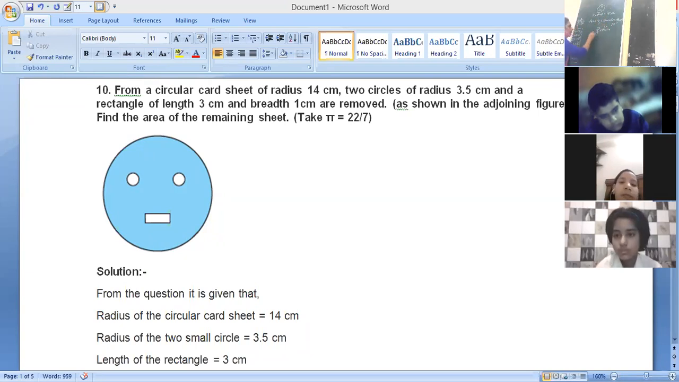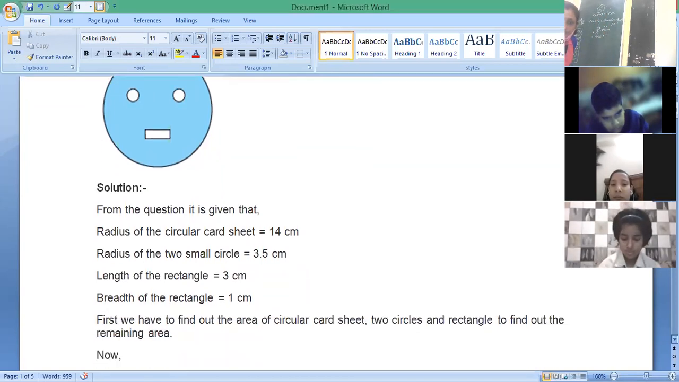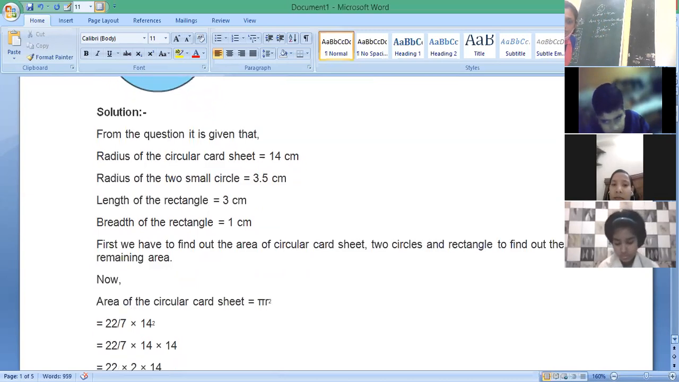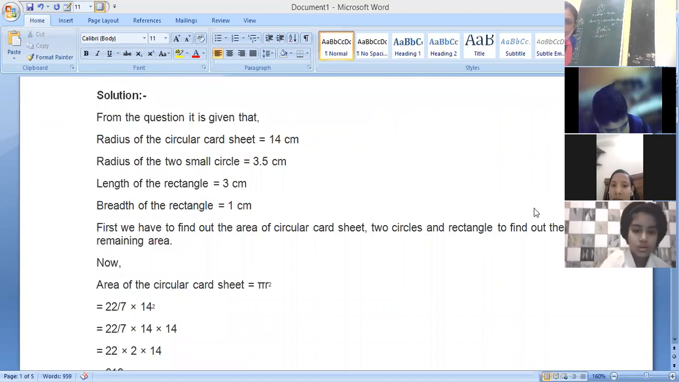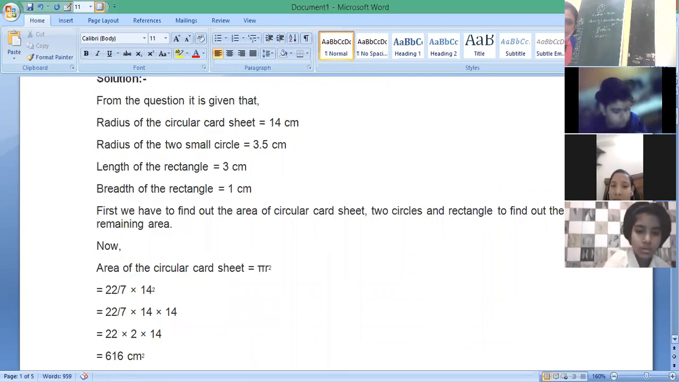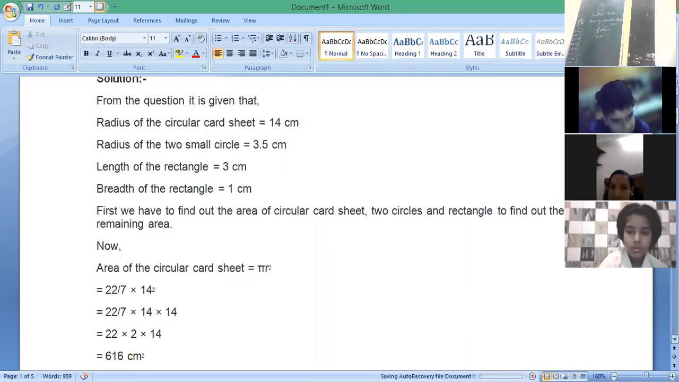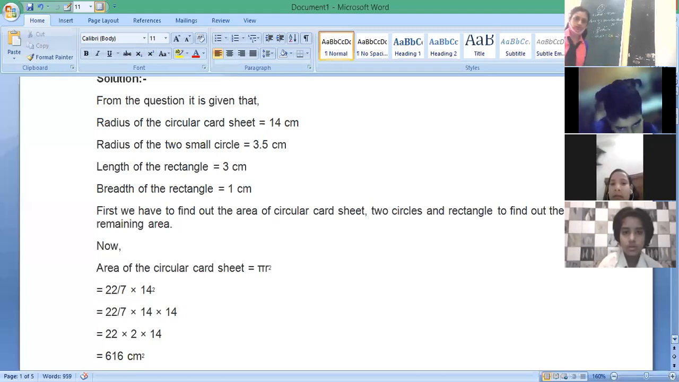7 times 2 is 14, and 22 times 2 is 44. 44 multiplied by 14, how much will it be? Multiply the numbers. So the area of the circular sheet is 616 centimeter square. That's right, 616 centimeter square is the area of this circle.